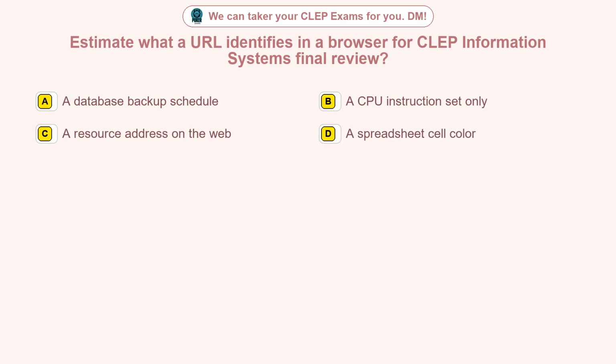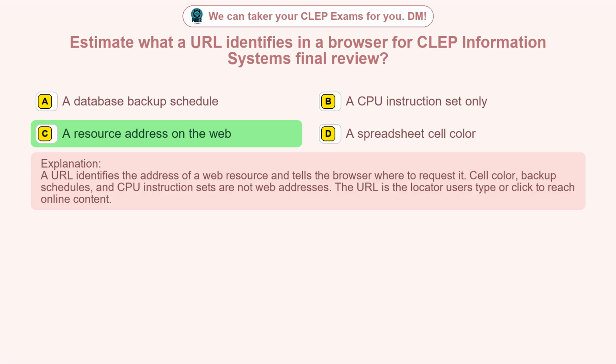Question 32. Estimate what a URL identifies in a browser for CLEP Information Systems final review. Option A. A database backup schedule. Option B. A CPU instruction set only. Option C. A resource address on the web. Option D. A spreadsheet cell color. The correct answer is option C. A resource address on the web.